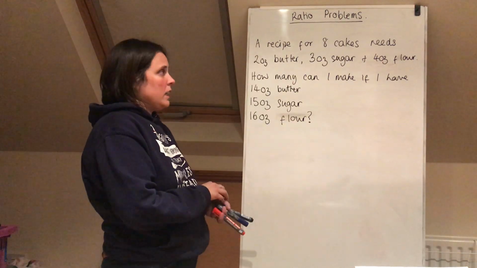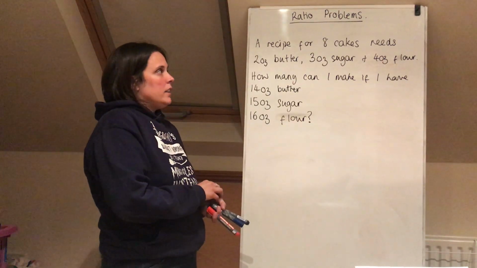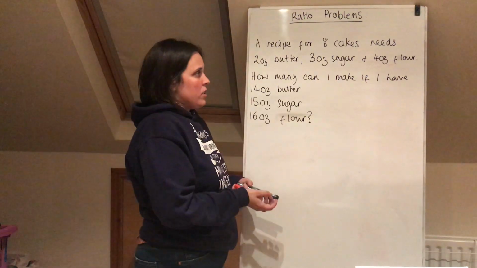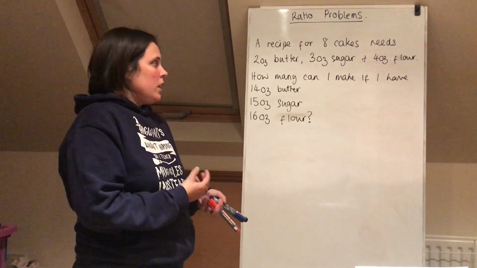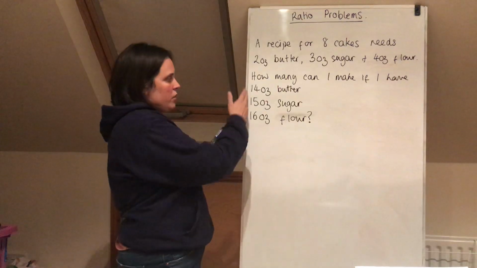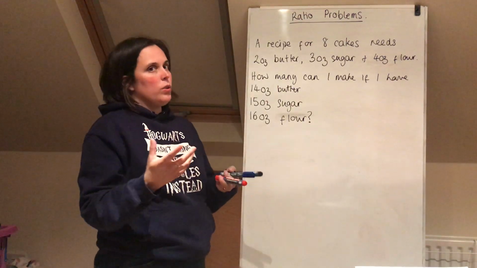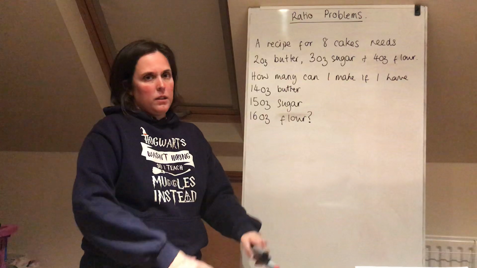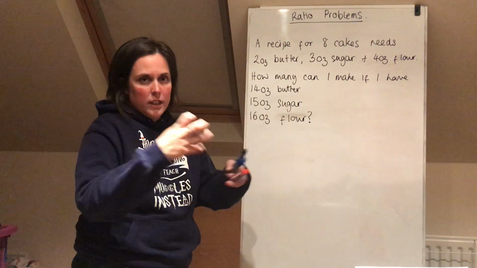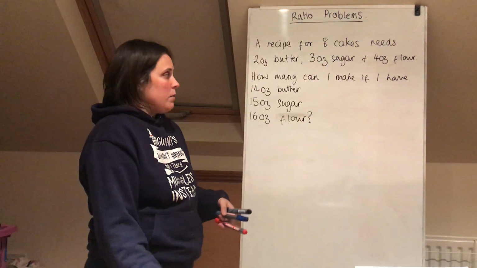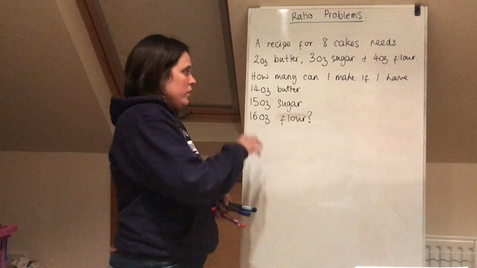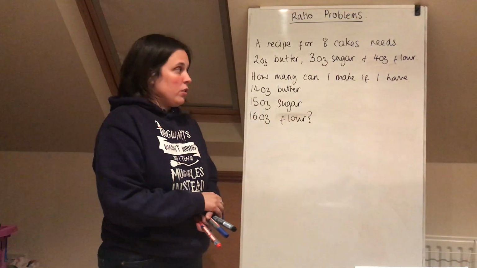So we have a recipe for 8 cakes, and the ingredients that we need are 2 ounces of butter, 3 ounces of sugar and 4 ounces of flour. And the question is, how many can we make if these are the ingredients that we've got? I'm sure we've all gone to make some cakes or biscuits and gone to the cupboard to find out what ingredients you've actually got. So we want to make as many as we possibly can, we want to maximise that.